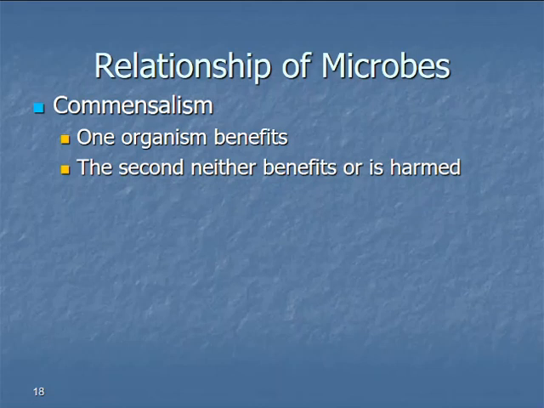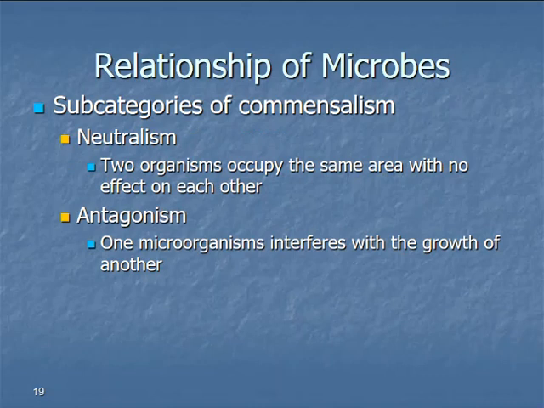And then commensalism, and this one will also be subcategorized, but this means that one organism benefits while the second is neither benefited nor harmed. And that comes into two subcategories: neutralism, meaning that they can occupy the same area with no effect on each other, and antagonism, where one organism or microorganism interferes with the growth of the other.